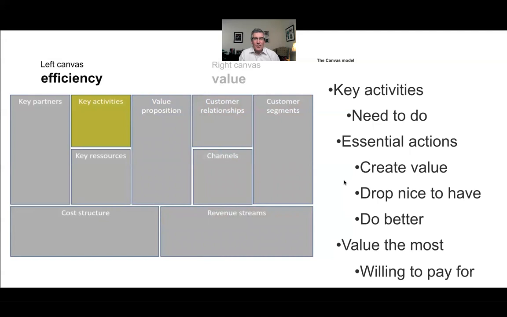So do not do the nice to have. You got to drop those, because this is a lean startup. You got to focus on the minimum it takes to actually get this thing launched. And then you try to do it better and better and better and stay efficient. And you have to figure out what you're willing to pay for on the activities, what you can afford to do.